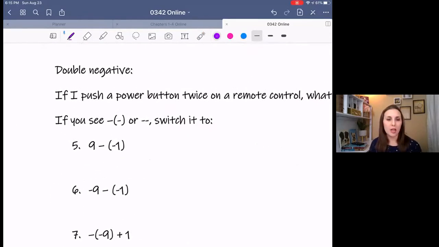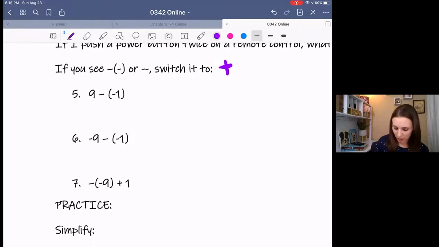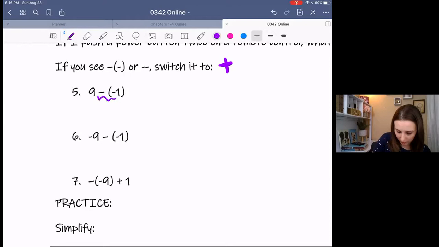Okay, then we have the case of a double negative. A double negative means like a negative back-to-back. The example I have here is if you think about a remote control and you accidentally hit the power button twice, boom, boom, it turns on and then it turns back off, which was where you started. So it kind of undoes. So when you see that double negative side by side, it actually turns into a positive. Anytime you see that double negative, you change it to a positive.